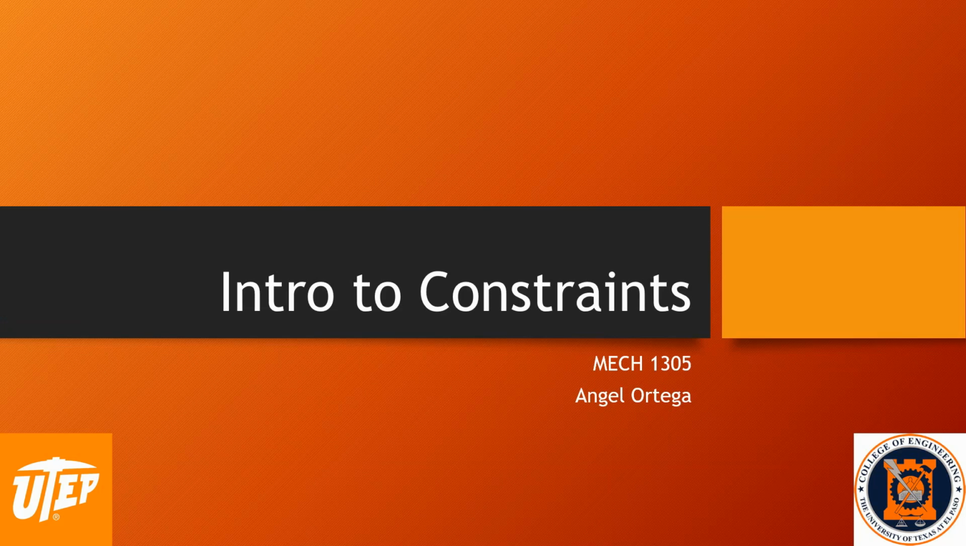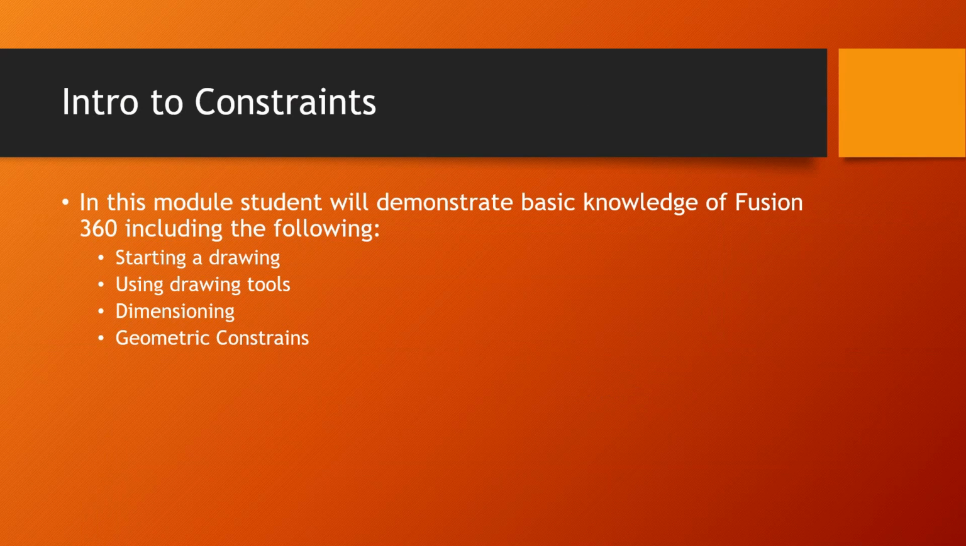In this one we're going to continue on with this feature called constraints. Previously we've already covered how to start a sketch, how to create lines, circles, rectangles, different shapes, and on top of that we started with dimensioning. So now we're going to continue on with constraints. Here are some of the things we've done and some of the things we'll do. We've already started drawing. We know how to use the drawing tools, like I mentioned, dimensioning, and of course today we're going to start on geometric constraints.